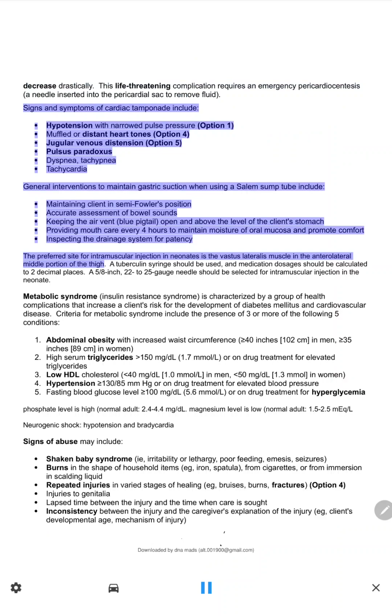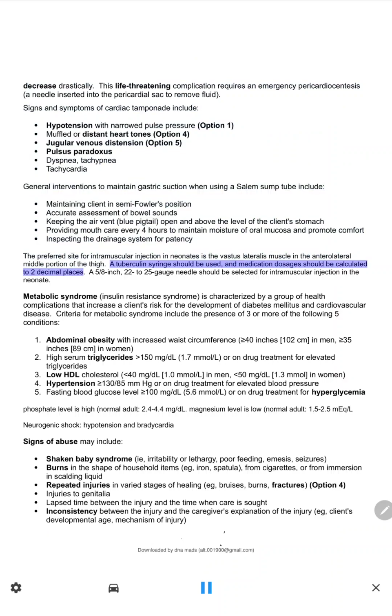The preferred site for intramuscular injection in neonates is the vastus lateralis muscle in the anterolateral middle portion of the thigh. A tuberculin syringe should be used, and medication dosages should be calculated to 2 decimal places. A 5/8-inch, 22 to 25 gauge needle should be selected for intramuscular injection in the neonate.